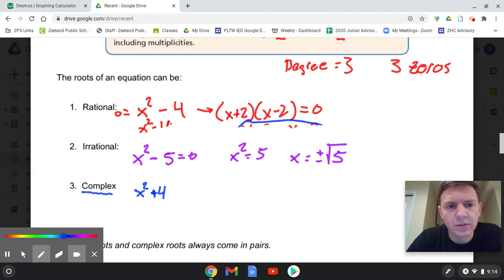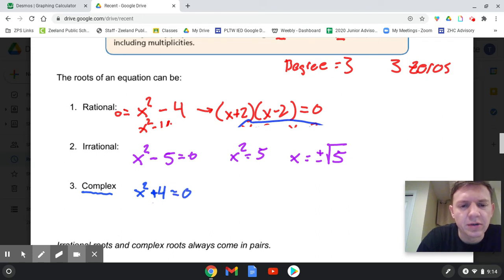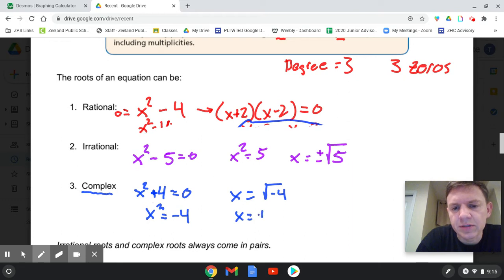And the last possible kind of root would be complex numbers. In this case, x squared plus 4 would be an example of that. Let's go look at that. If I were to set it equal to 0 and solve, I would get x squared equals negative 4. Then when I square root both sides, I'm going to get x equals the square root of negative 4. Hopefully by now you know that is x equals plus or minus 2i. Anytime you square root a negative number, you're going to have an i, right?